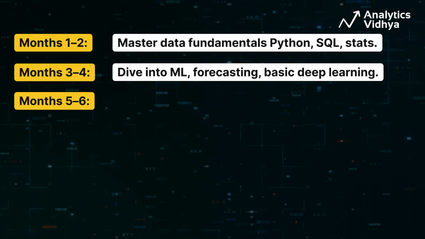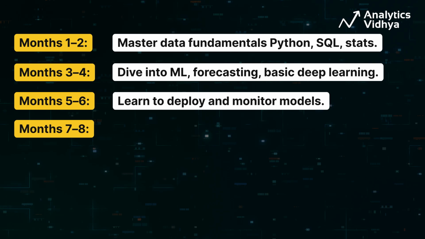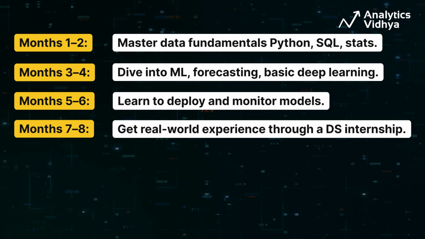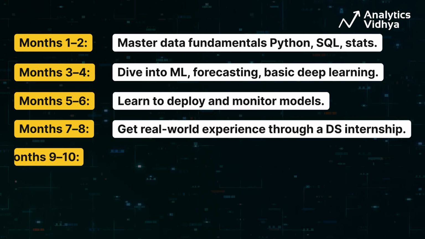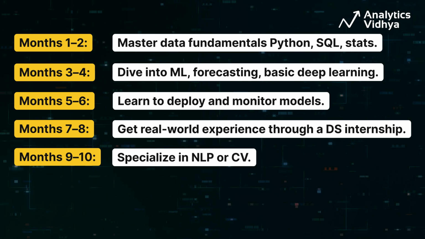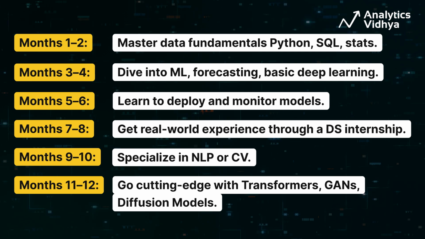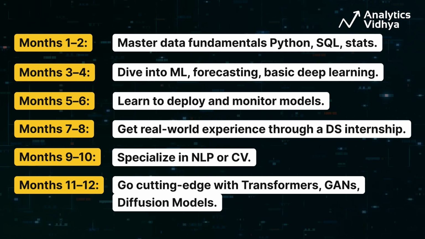Months 5 and 6, learn to deploy and monitor models. Months 7 and 8, get real-world experience through a data science internship. Months 9 and 10, specialize in either NLP or computer vision. Months 11 and 12, go cutting edge with transformers, GANs, and diffusion models.